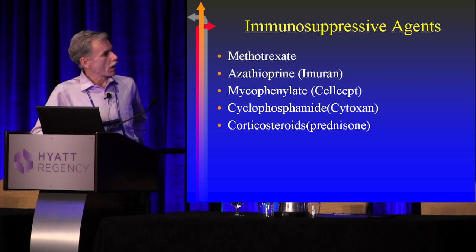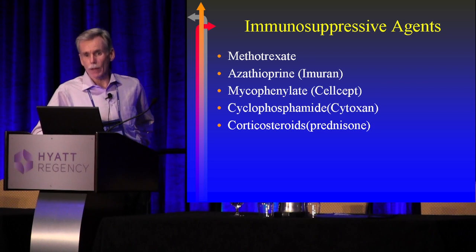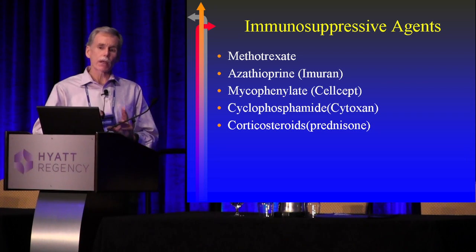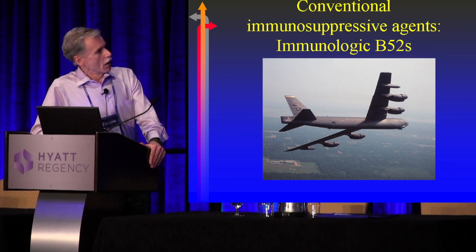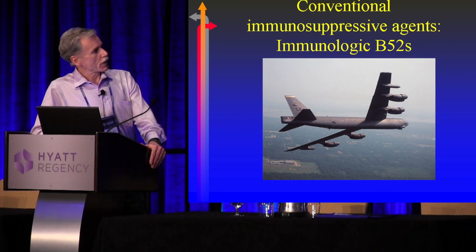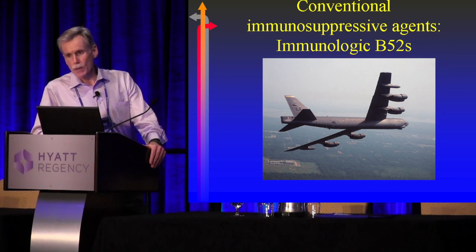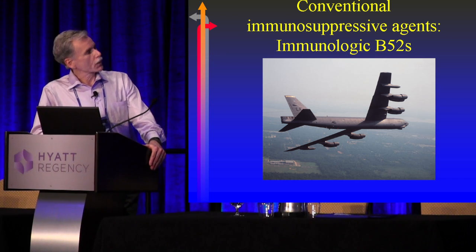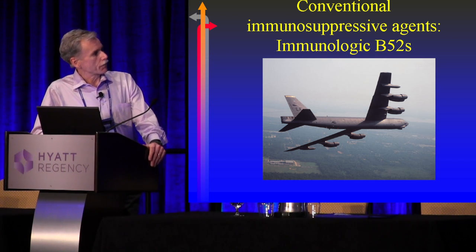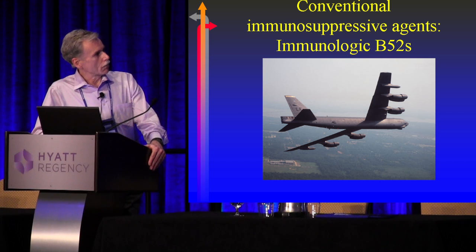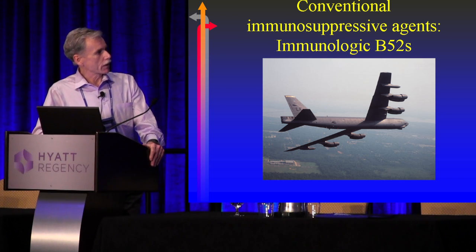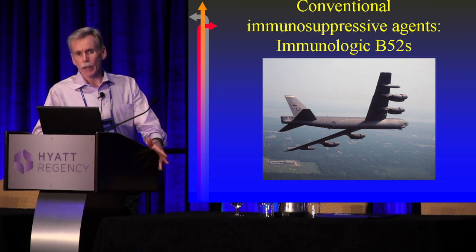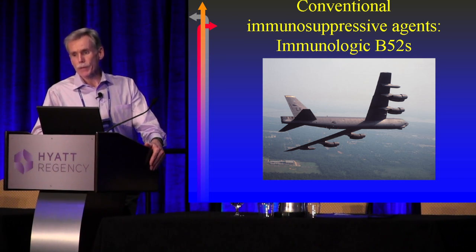Corticosteroids are immunosuppressive at high doses. They're anti-inflammatory at low doses, so they can sort of go both ways depending on the dose. But all of these drugs, especially at the higher dose ranges in the most potent ones, are essentially immunologic B-52s. So it's essentially like, at the higher doses at least, calling in an airstrike on your immune system.